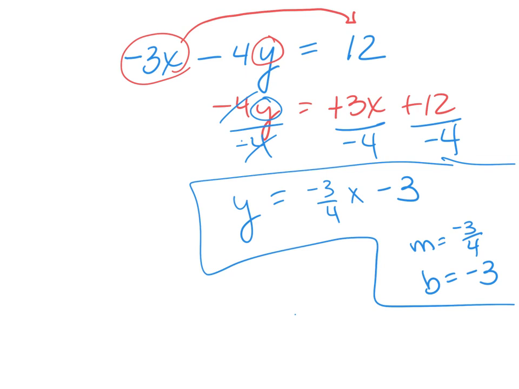The y is alone now, because -4 divided by -4 is 1. And then you have -3/4. You always bring the negative sign upstairs if it's negative, and then -3. So your slope is -3/4 and the y-intercept is -3.